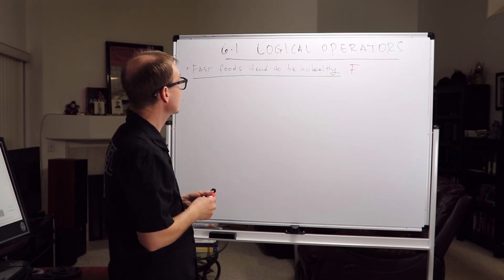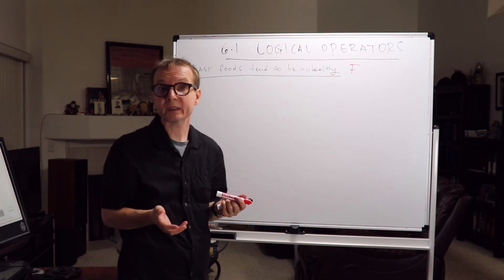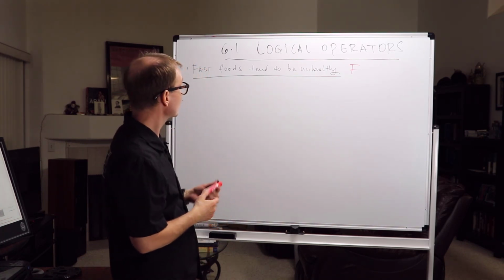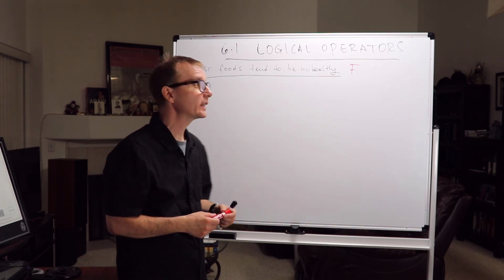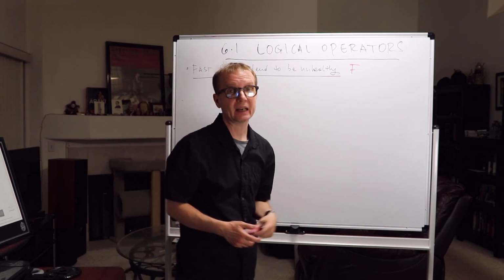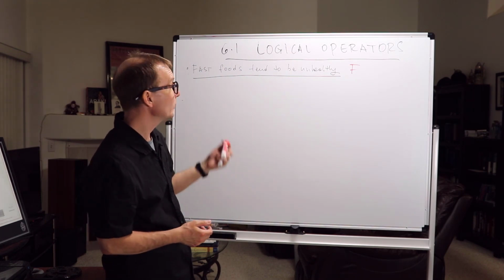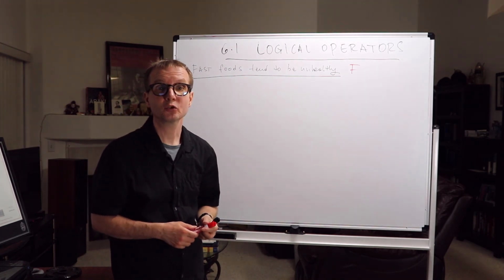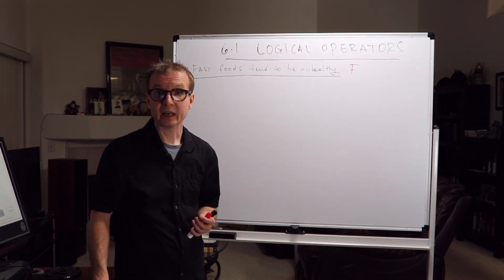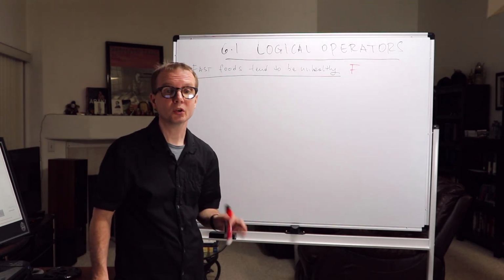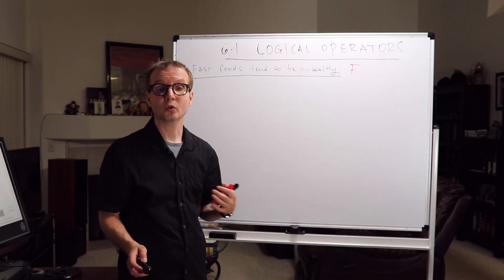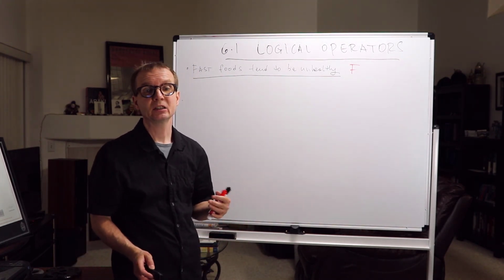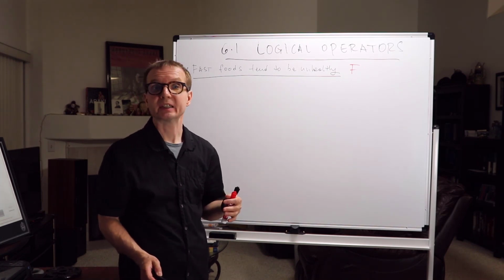So fast foods tend to be unhealthy. Is it true or is it false? Well, it's probably true, right? So we can just write F when we say F is true, and F will mean for us fast foods tend to be unhealthy. Now today we will also talk about slightly more complex entities, which are compound statements.